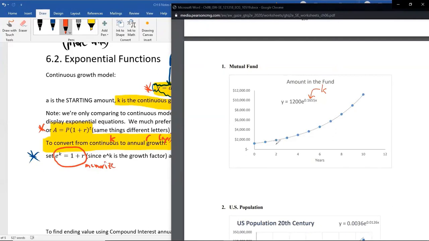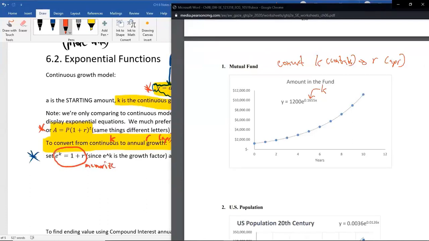Because for the amount of money in a fund, no one in the real world is using this model to calculate it. They're doing P times (1 plus r over n) raised to the nt. Excel is just the odd man or odd woman out. So we're much more interested in going from one to the other. So that's what we're going to do here. We are going to convert k, the continuous rate, to an r, which is an APR, the annual rate. And how do we do that? It's right over here on the left.